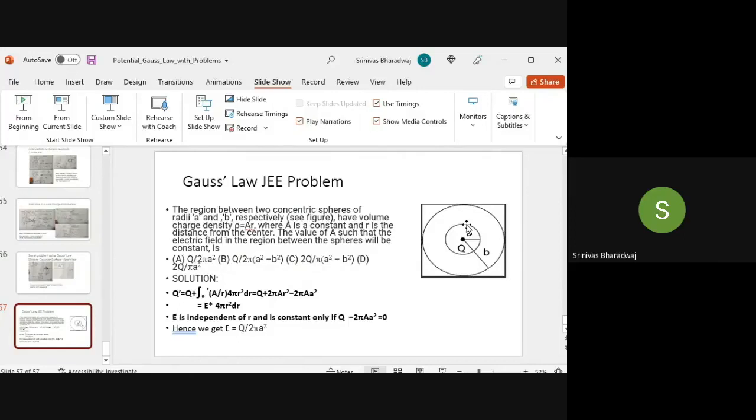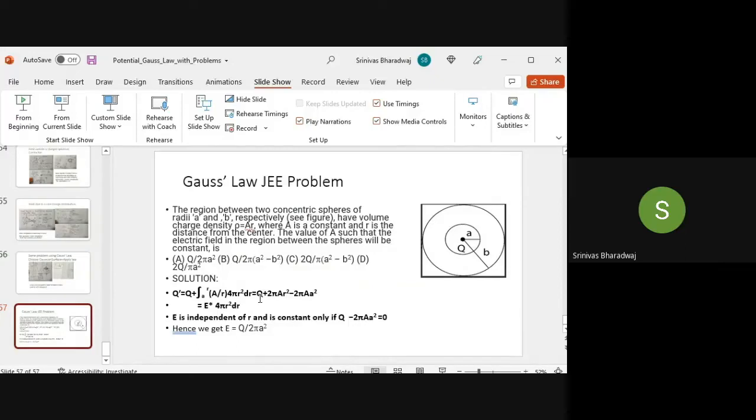Q enclosed divided by epsilon will give you E dot dA, right? You know that by symmetry, the E and the dA will have the same direction. So what you do then is, rho is the charge density, A by R. So A by R times 4 pi R square dr, where 4 pi R square dr is the volume element. You are basically evaluating the Q enclosed between here and here. So what is the Q enclosed? It is A by R times 4 pi R square dr between A and R. This is the Q enclosed.